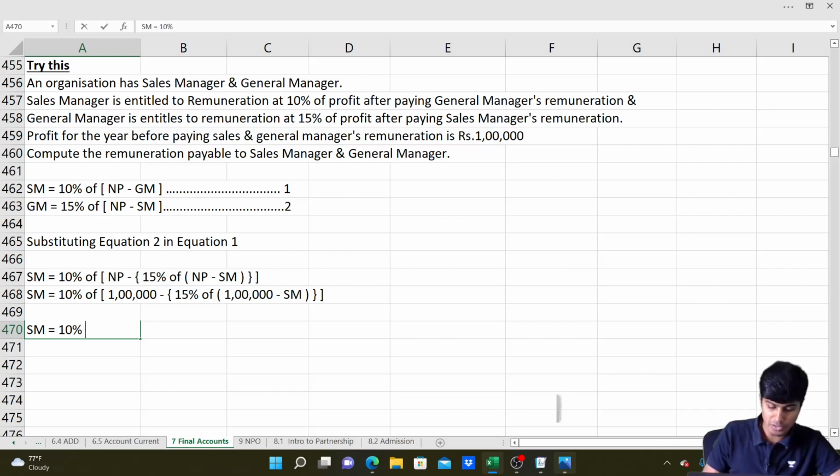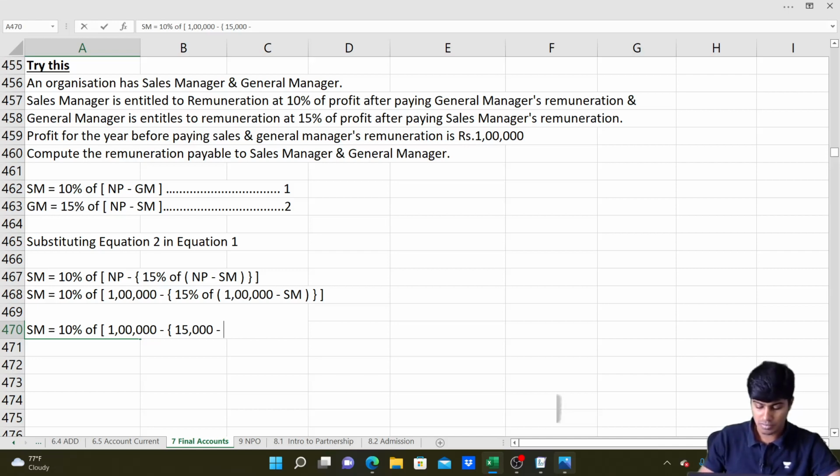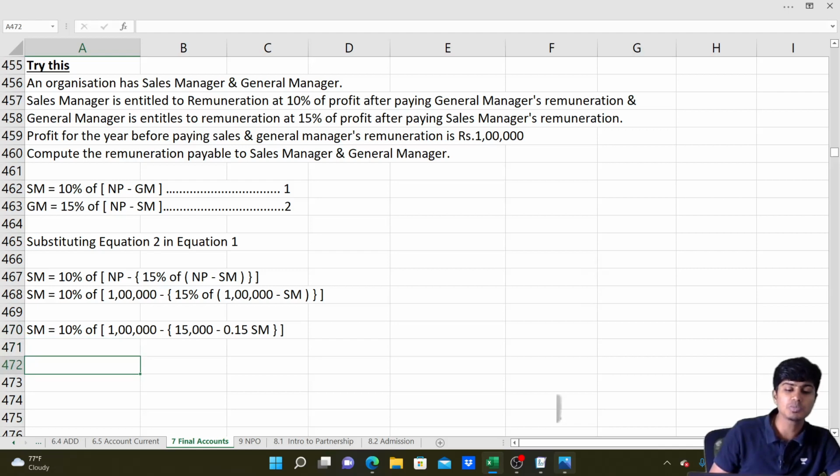Let's open the small bracket of minus 15%. So 1 lakh minus, let's do this, okay. 15% of 1 lakh, can I say it is 15,000 minus 15% of SM is 0.15 SM. And I hope if I solve it to this extent, it should be understandable. I just removed the small bracket.